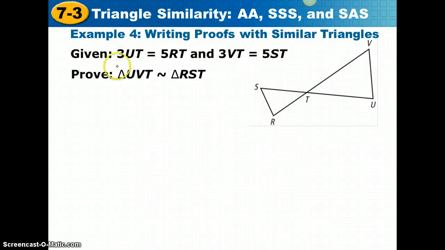We need to start with what we are given. Now, you'll notice the given information is that 3 times UT equals 5 times RT, and 3 times VT equals 5 times ST.